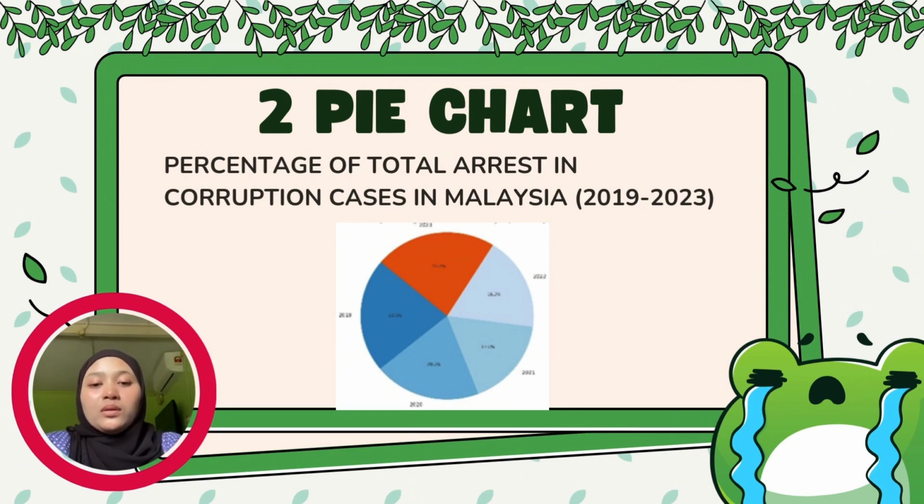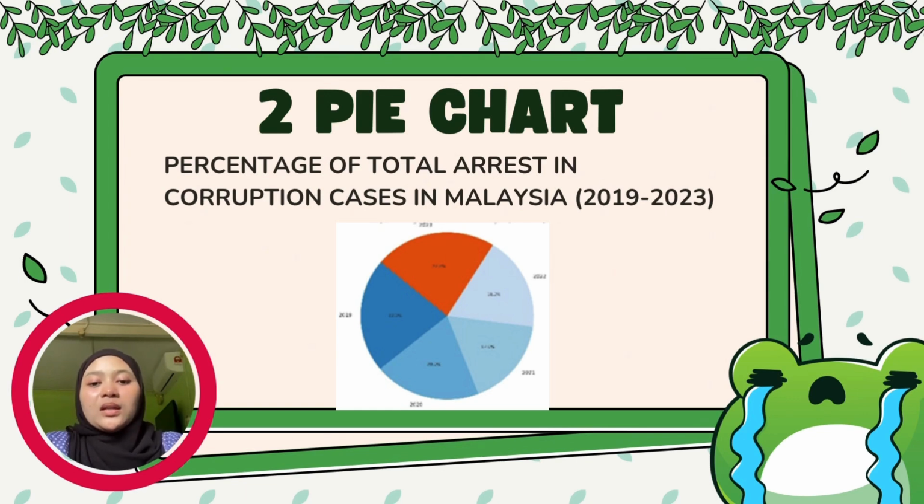Then, in 2023, the percentage jumped to 22.8%, the highest amount of the 5 years. This increase could mean that more people were being investigated and arrested, or that the government was taking corruption more seriously and putting more effort into fighting it.